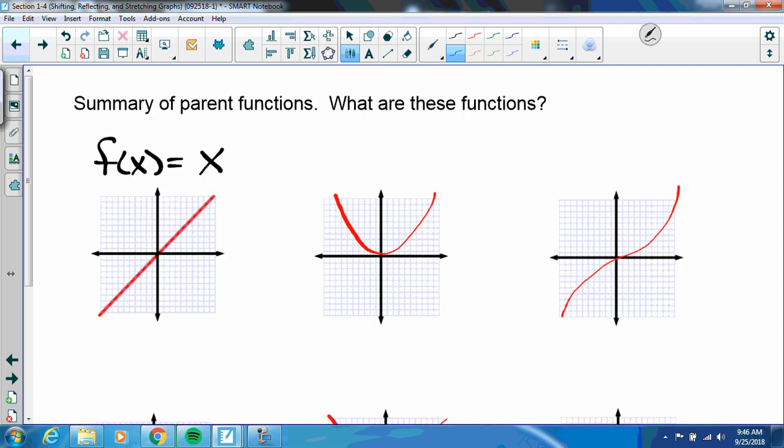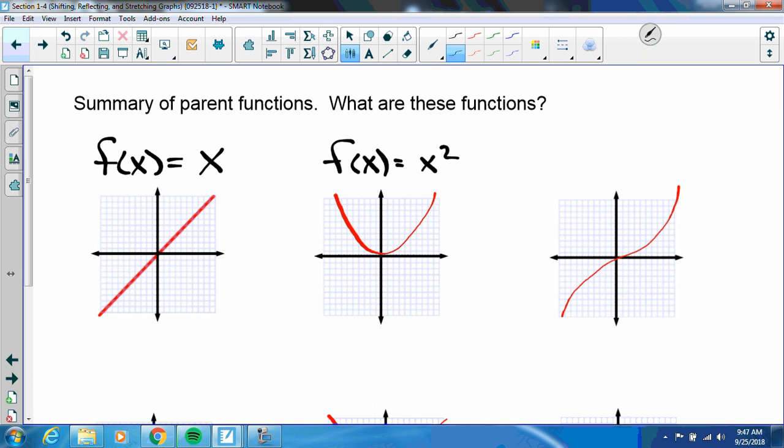All right? This one right here, this is the parent function for all quadratics. F of x equals x squared. And what I'm telling you is that any parabola that you see, I can move it up or down, left or right, flip it, make it skinnier or fatter, starting with this function. That's what I mean by a parent function. It is the simplest form of all parabolas.